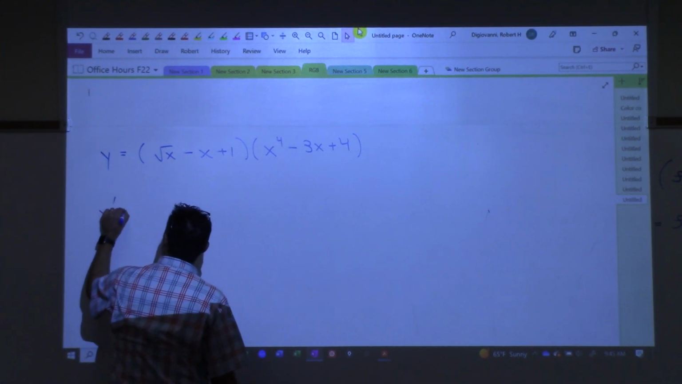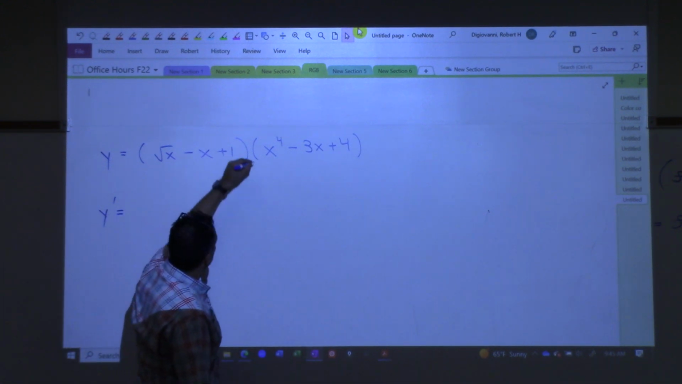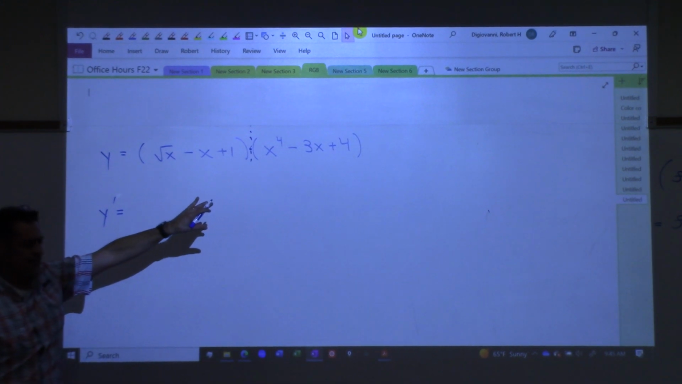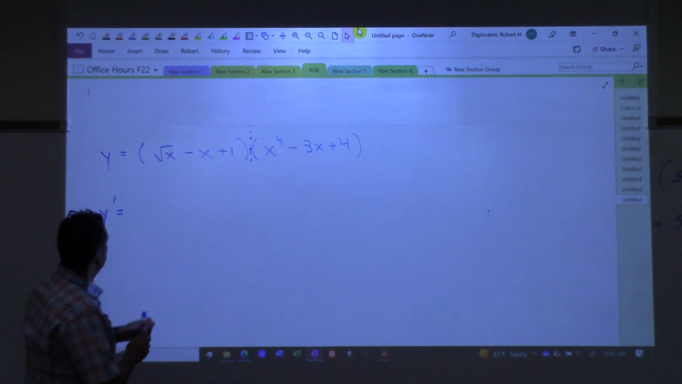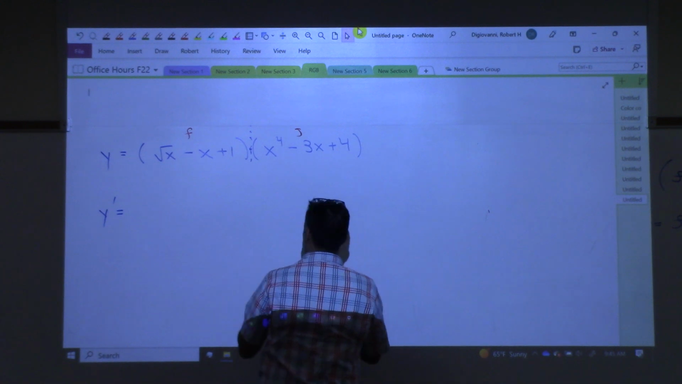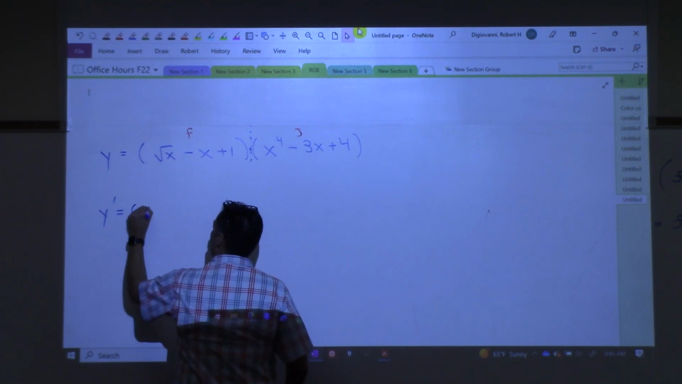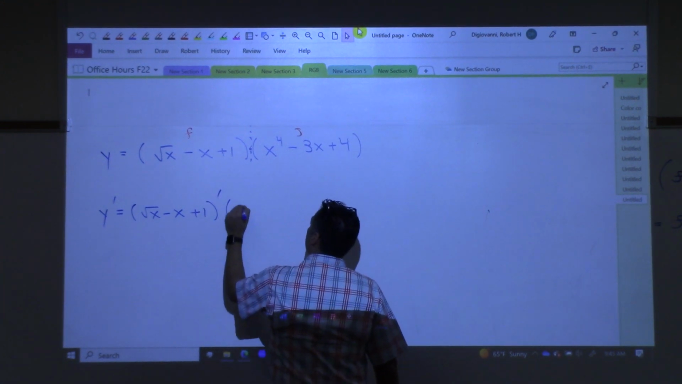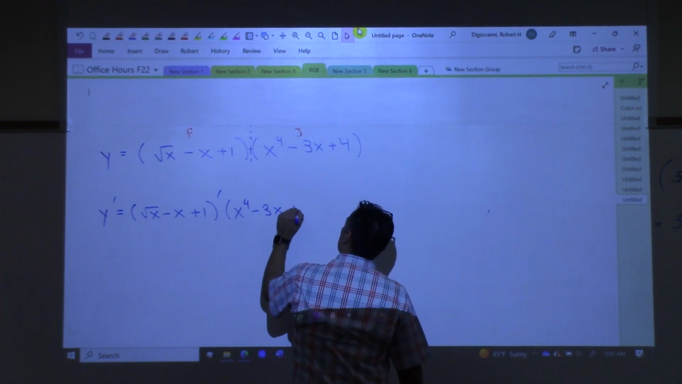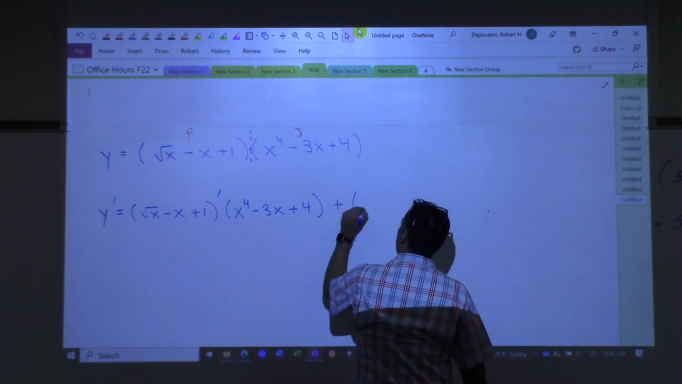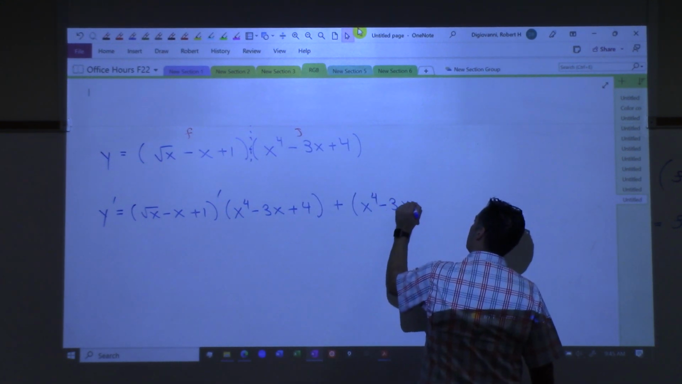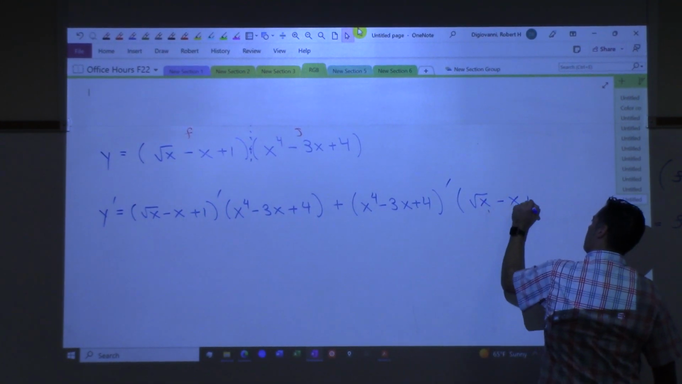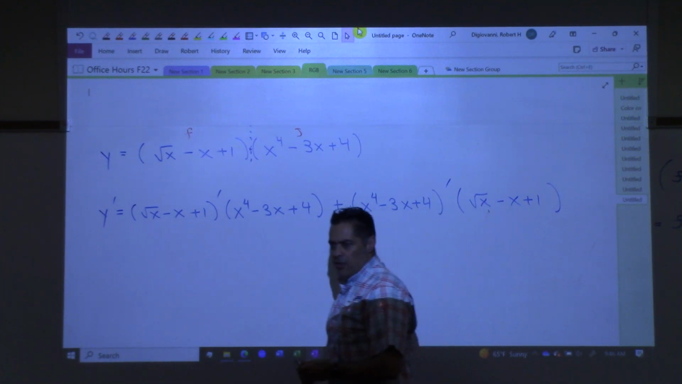All right, everyone see the product right there? So this is our f, that's our g. And so now we just play this game again. Here's f, here's g. So I'm going to take the derivative of the first one times the second one, plus the derivative of the second one times the first one. All right, that's the formula.